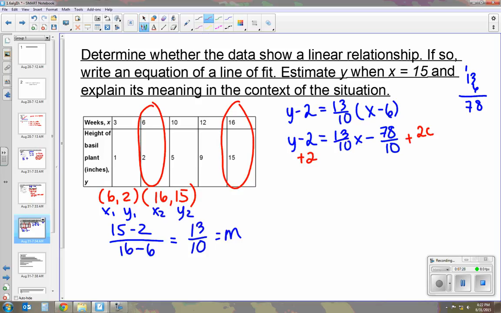So that's 20 tenths. So our equation is going to be y equals 13 tenths x minus 58 tenths. Okay, so that's our first one. We wrote our equation. Now, when we estimate y when x equals 15, we can plug this into our equation. So we can plug a 15 into our x.